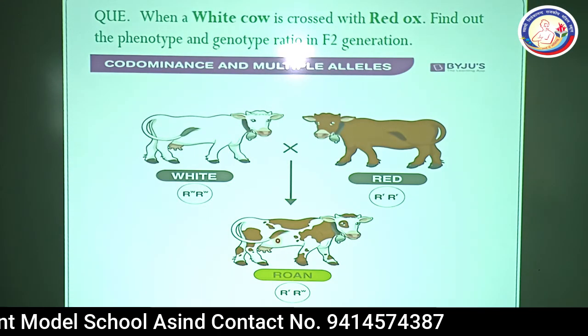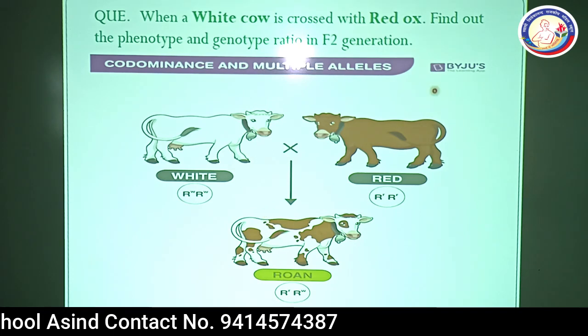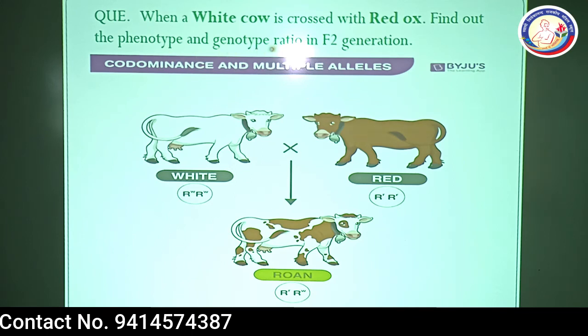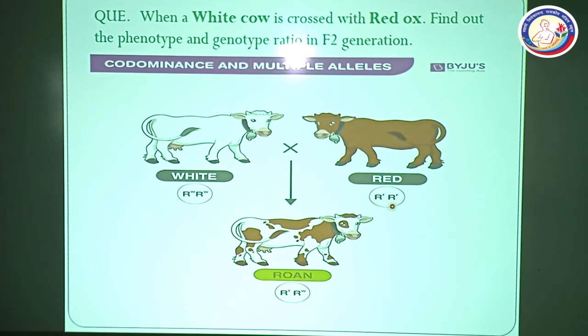One important example given here: when a white cow is crossed with a red ox, find out the phenotype and genotype ratio in the F2 generation. So what will you see? This is the white cow, RW, and this is the red cow, RR, and when they are crossed, this is the roan cow. This is the roan child.